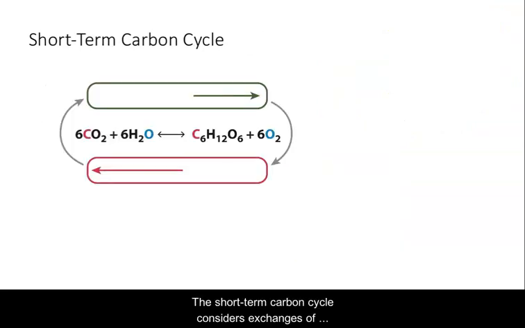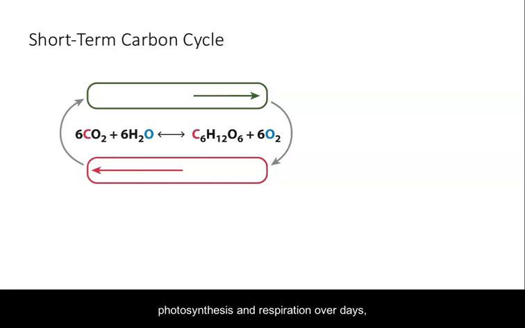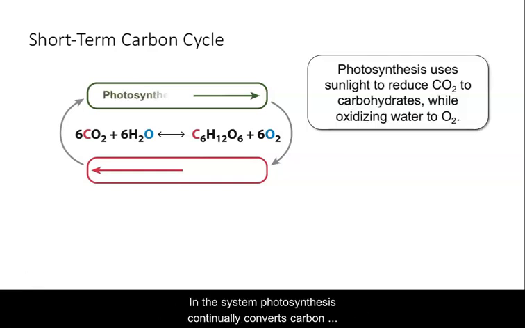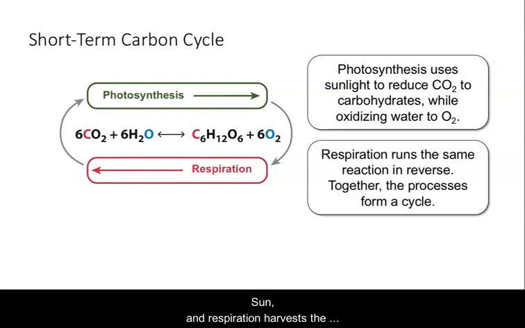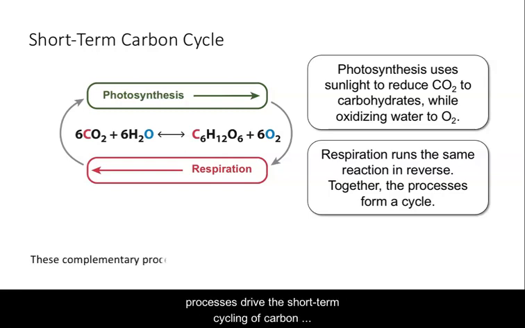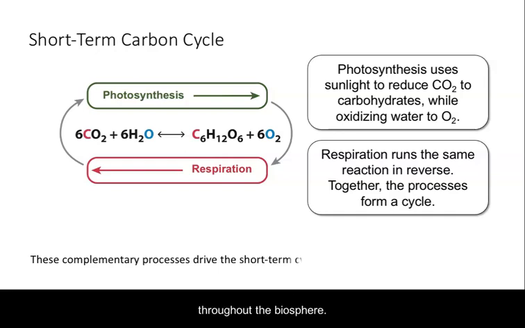The short-term carbon cycle considers exchanges of carbon that are driven by the biological processes of photosynthesis and respiration over days, years, and decades. So in this system, photosynthesis continually converts carbon dioxide into organic molecules using the energy from the sun, and respiration harvests the chemical energy stored in organic molecules, and in doing so releases carbon dioxide and water in the process. These complementary processes drive the short-term cycling of carbon throughout the biosphere.